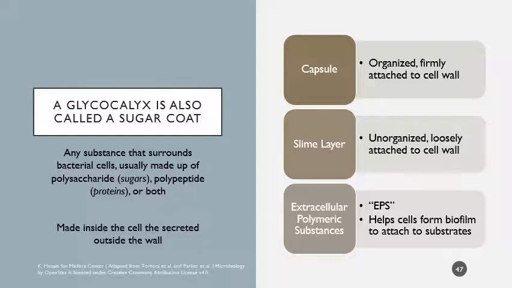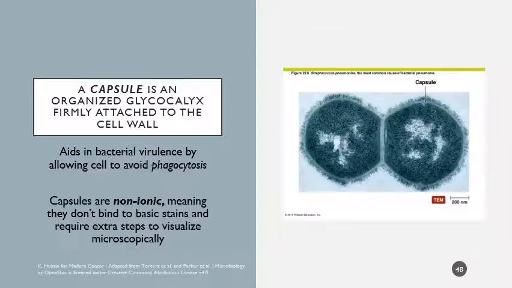So when looking specifically at the capsule for capsular staining, a capsule is an organized glycocalyx, again, that is firmly attached to the cell wall. In this image, we see that capsule really held up nicely against the cell wall. That is very important for keeping the bacteria safe from the host's immune system. These capsules are also non-ionic. They don't bind to any basic stains, so if we want to see them, we have to make sure basically everything other than those capsules is stained on the slide.